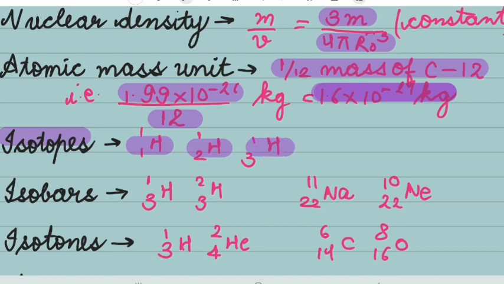Now isobars are those which have the same mass number but different atomic number. For example, here there are hydrogen as well as helium. Their mass number is 3 and 3, but the atomic number is 1 and 2. So these are the isobars. Similarly, sodium and neon.